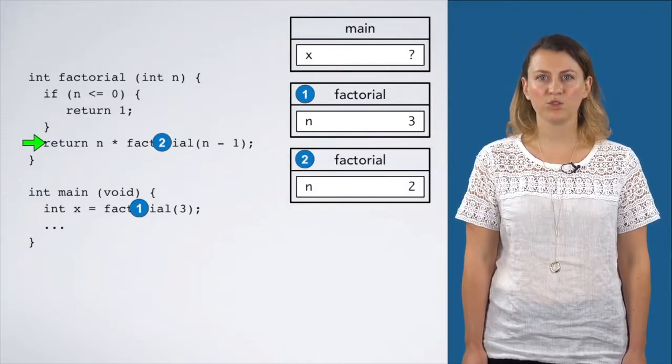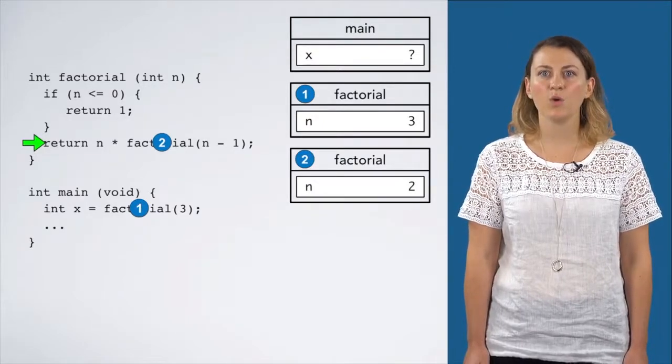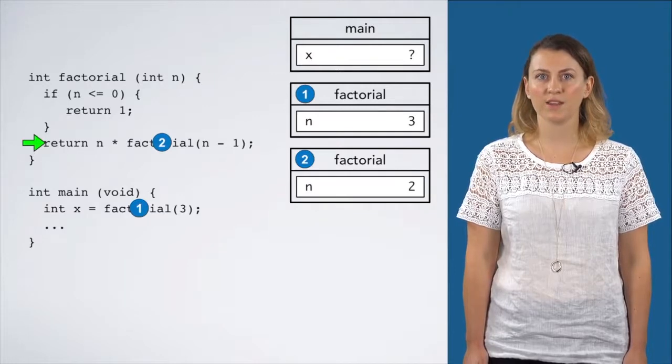I'm also placing a 2 on the call site marker to indicate that when we finish this call to factorial, we need to return to call site 2. Let's step into the function. N is equal to 2, which is not less than or equal to 0.